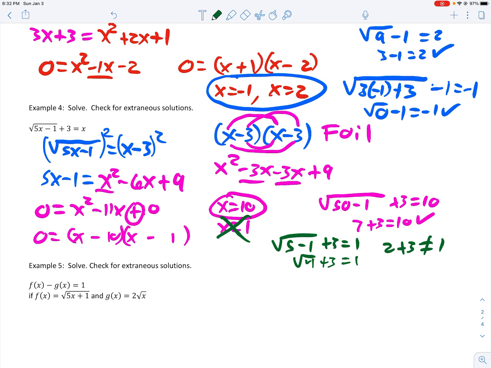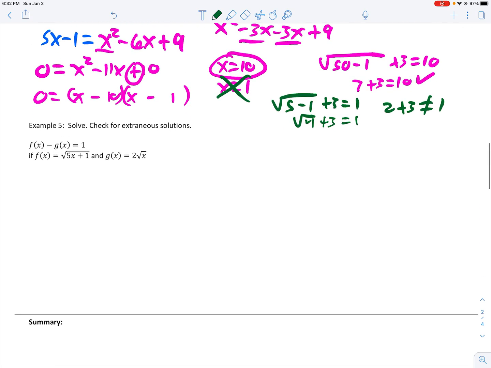So you got to be careful when you start raising things to powers on both sides. You sometimes create those solutions that work for the simplified form, but not the original problem. We dealt with this in our unit 4 before break.